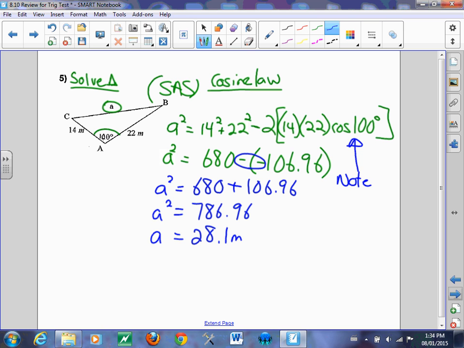Note: angles greater than 90 degrees will have a negative value.